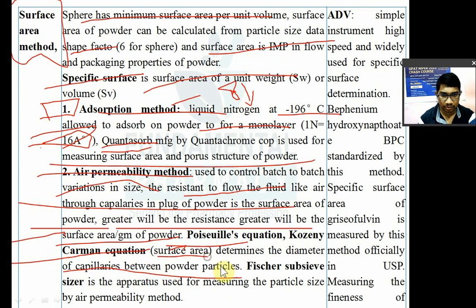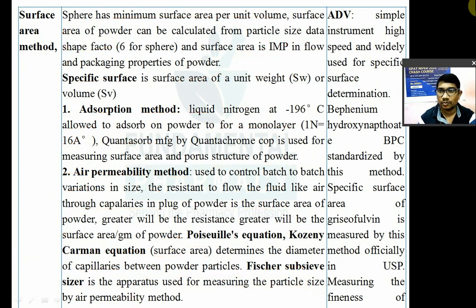Now there is one official apparatus known as the Fisher sub-sieve sizer. Fisher sub-sieve sizer is an apparatus used for measuring particle size by the air permeability method. Advantages of the air permeability method: it is a simple instrument, there is a high speed of measurement, and it is widely used for the measurement of specific surface area.